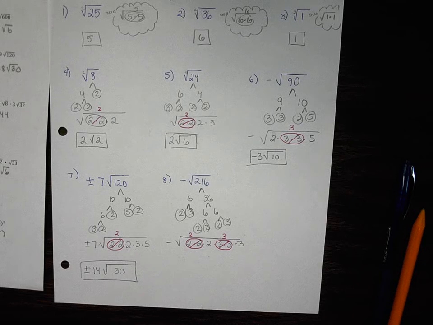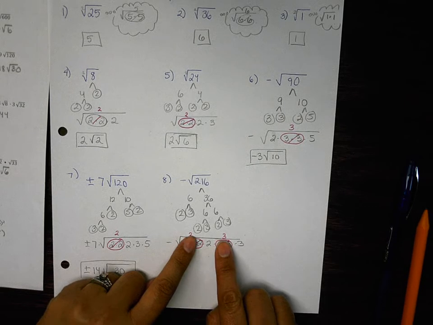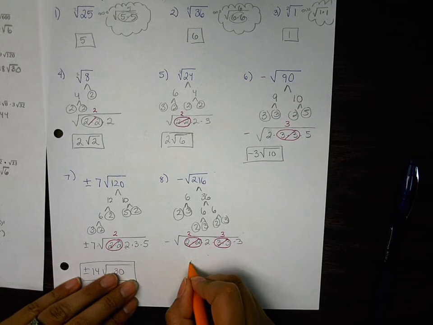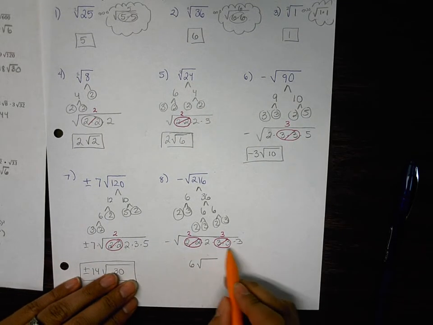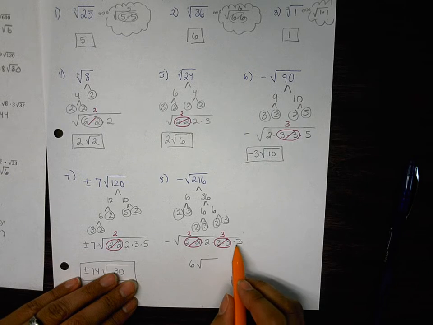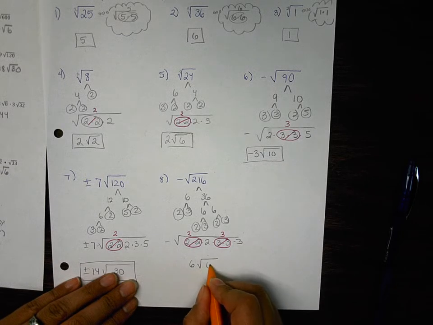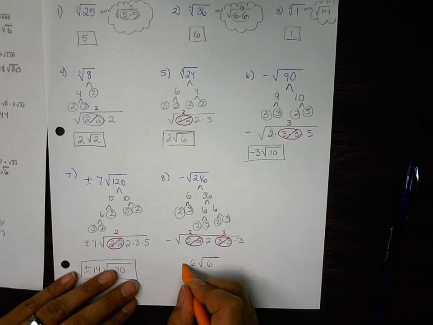So what do we do with the numbers that are coming out? Wyatt told us earlier. What is it? Multiply. So what's 2 times 3? 6. Square root, what's left inside? 6. Do you guys agree? Where did I mess up? The negative. Good job.